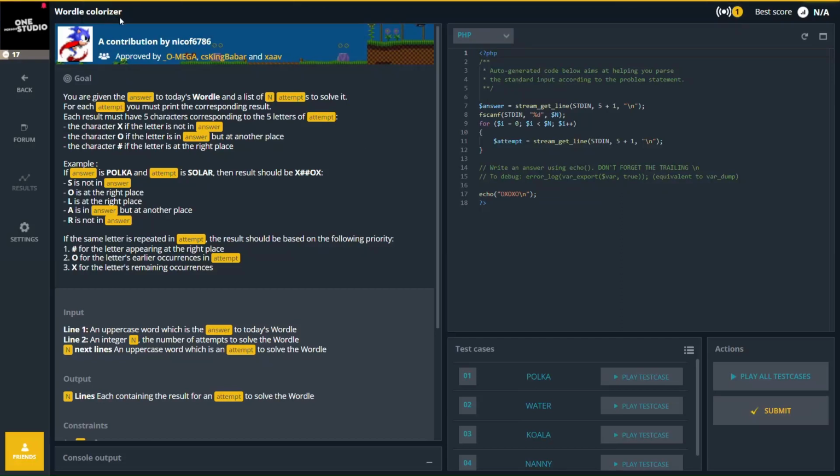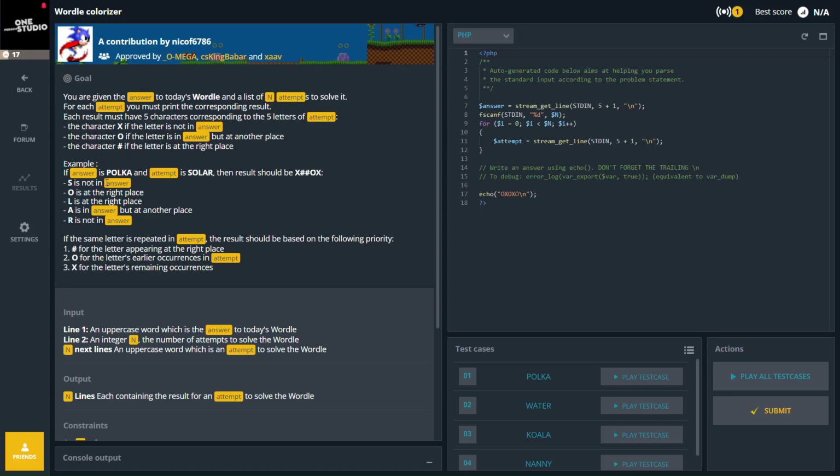Wordle Colorizer. You are given the answer to today's Wordle and a list of n attempts to solve it. For each attempt, you must print the corresponding result. Each result must have 5 characters corresponding to the 5 letters of the attempt. The character X if the letter is not in the answer, the character O if the letter is in the answer but in another place, the character hashtag if the letter is at the right place.